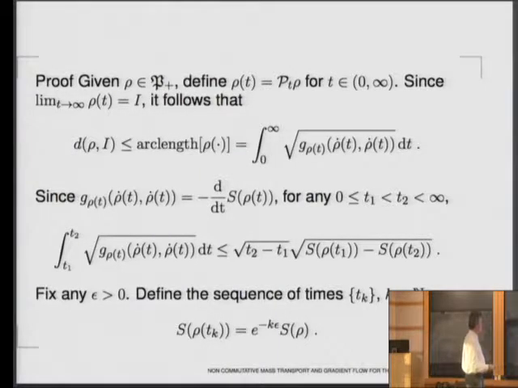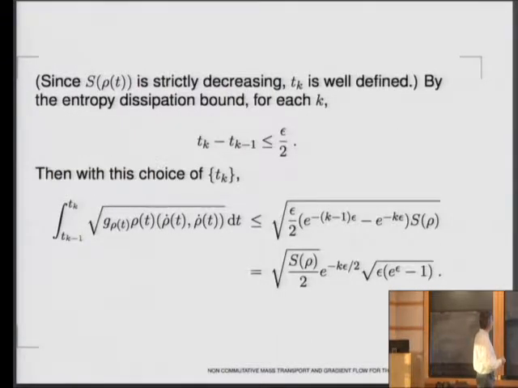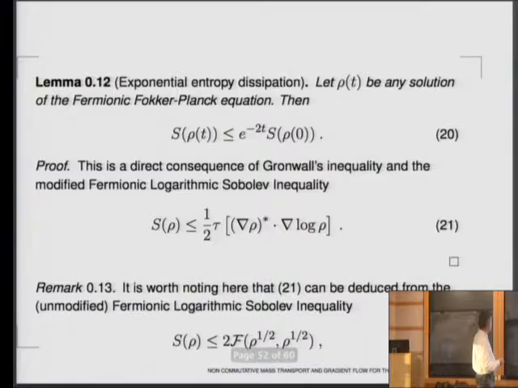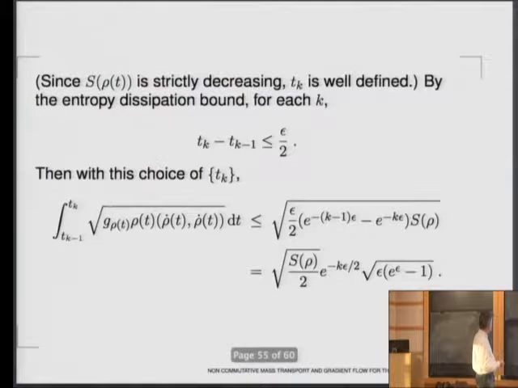And now define a sequence of times, and these are the times at which the entropy goes down by a factor of e to the minus k epsilon. So this is the kth time. Every time it goes down another e to the minus epsilon, you've got the next time increment. Okay? So by the dissipation bound, we know how fast this thing is decaying, which is this result here. You have a bound on how long you have to wait, so these things are less than epsilon over 2. And so with this choice being put in, this is the square root of t1 minus t2, and this is the difference in the entropies.